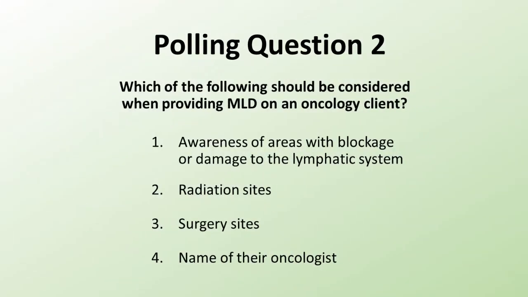So that brings us to the end of this presentation, and we have our last polling question. And that question is, which of the following should be considered when providing MLD on an oncology client? Number 1, awareness of areas with blockage or damage to the lymphatic system. Number 2, the radiation sites. Number 3, surgery sites. Or number 4, the name of their oncologist.